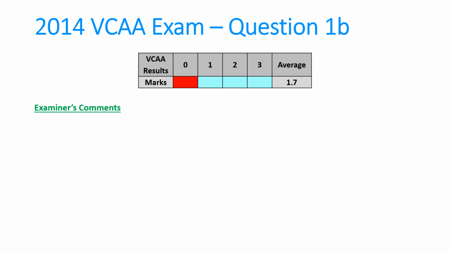Looking at the marks, the average was 1.7 out of 3. 20% of students got 0, which is quite disappointing considering you got 1 mark for just identifying the correct accounting principle. 20% got 1, 29% got 2, and a healthy 30% got 3 out of 3.